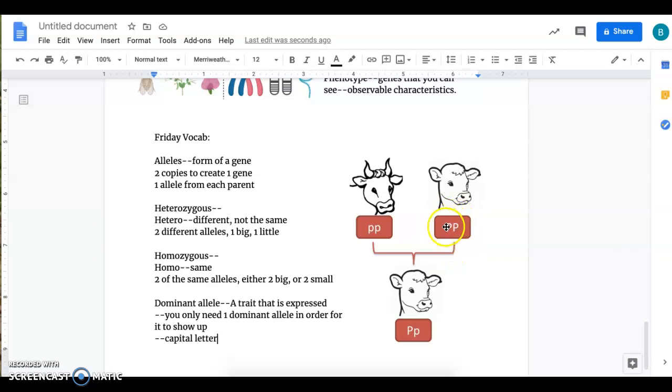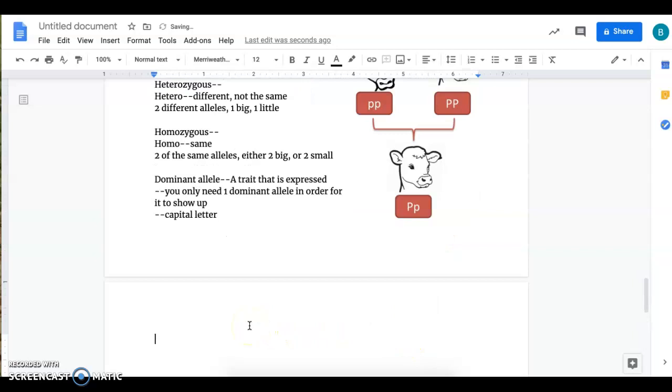So dominant is represented by one dominant allele, one capital letter, and it only has to have one. If it has two, it's still dominant, but it only has to have one to show up or to be observed. The next one we're going to talk about is a recessive allele.